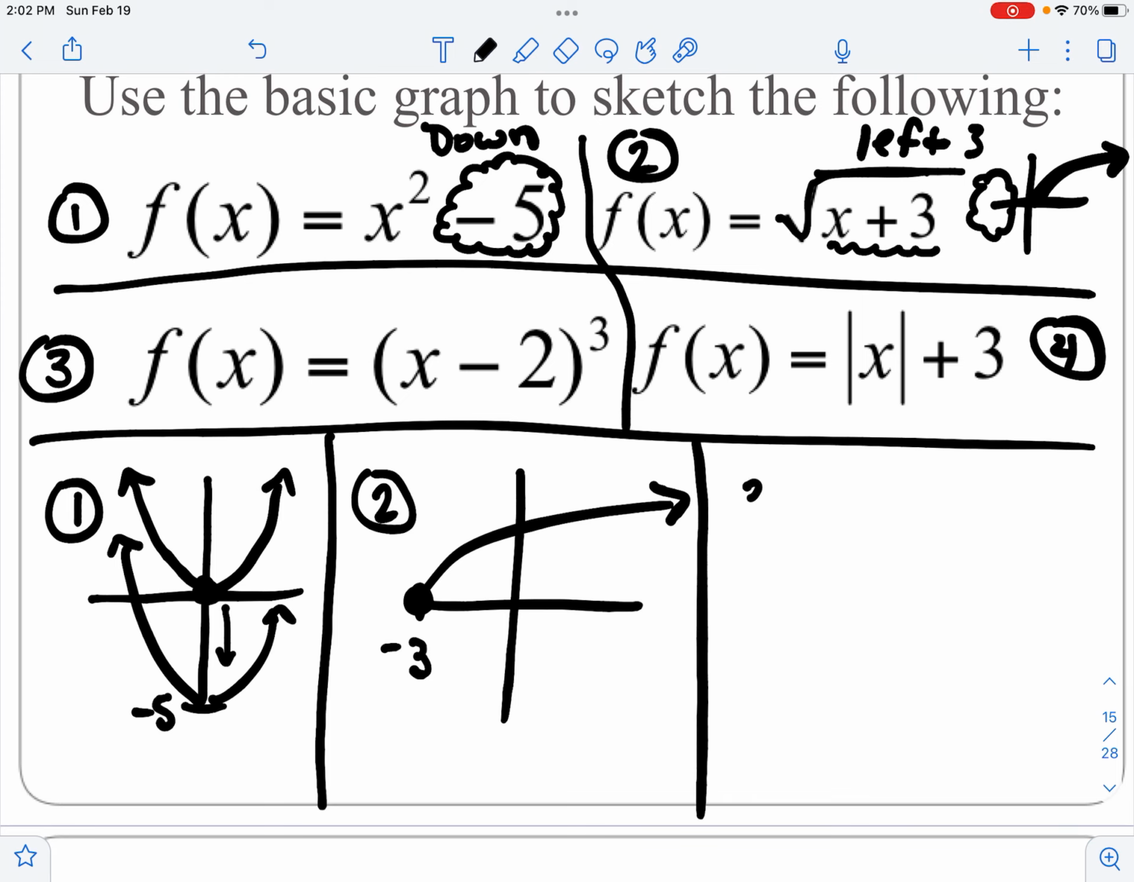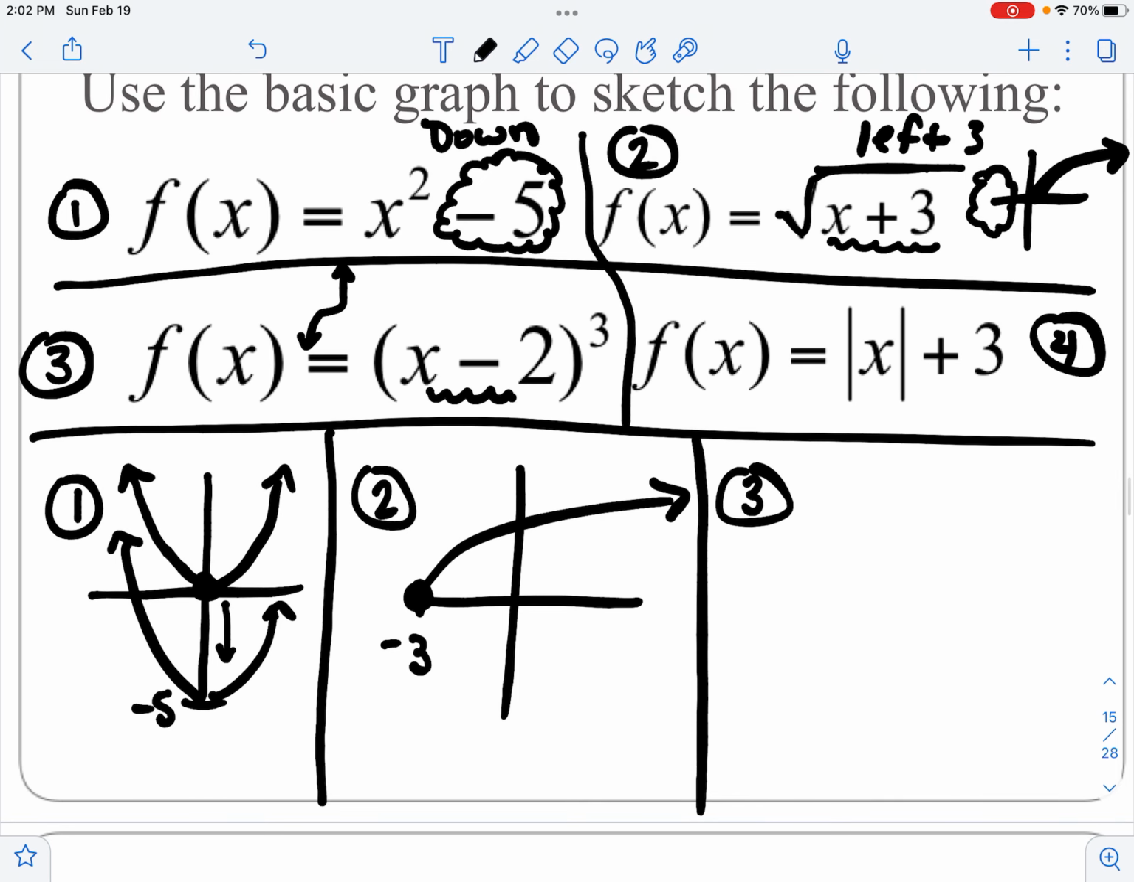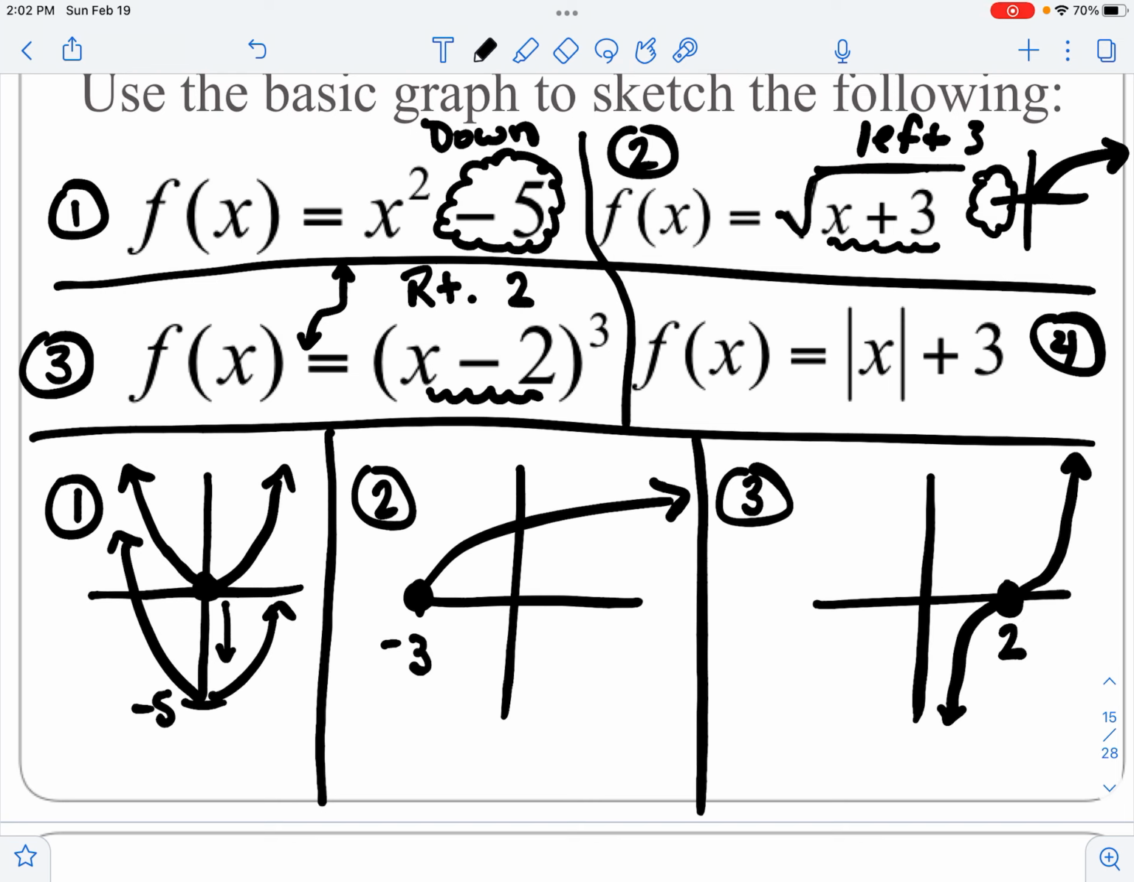Okay, look at example 3. So example 3 is right here. We have a cubic graph. And we remember our cubic graph looks something like that. But this is a -2 inside the parentheses. So we can think of this as our cubic graph moving to the right 2 units. This is going to be right 2 units. So I'm going to have something that looks like that.